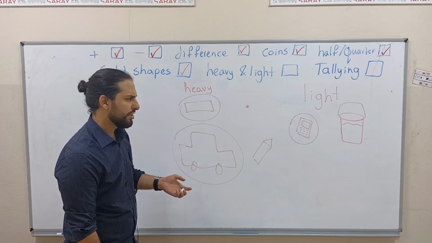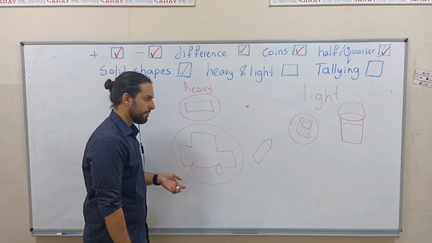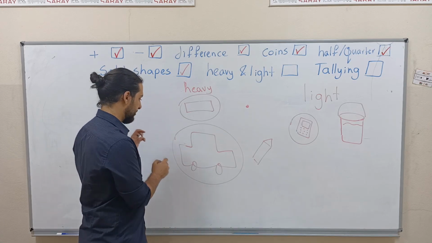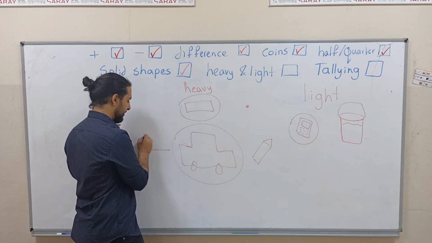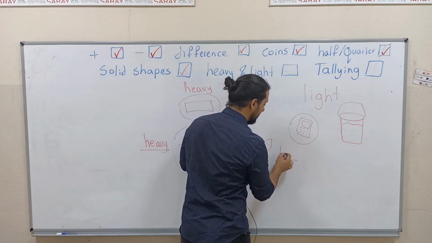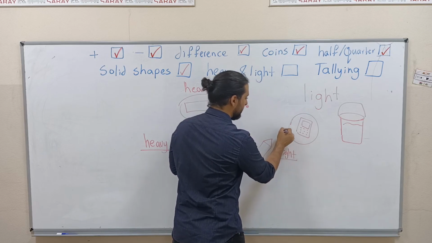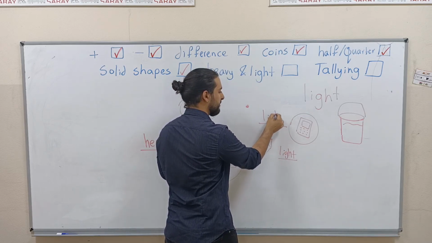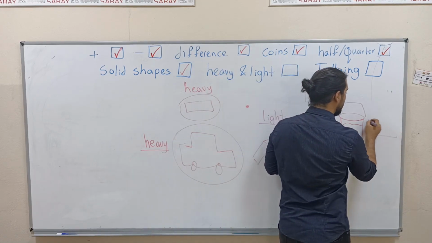I don't think they have to write the words. I think it's going to be circling. But if they have to write the words, it will be like on the side. So this one is heavy, and this one is light. So here, light, heavy.